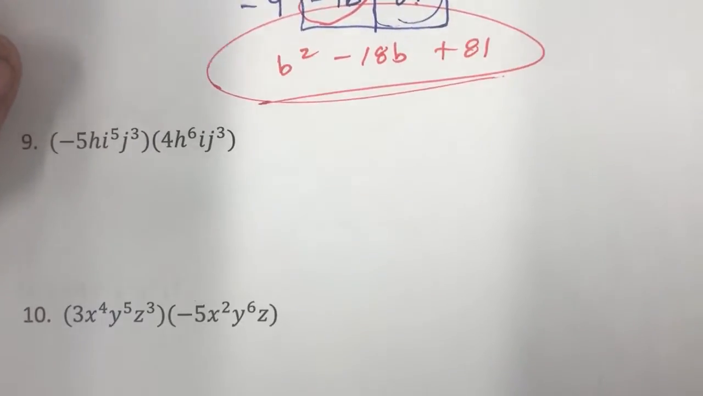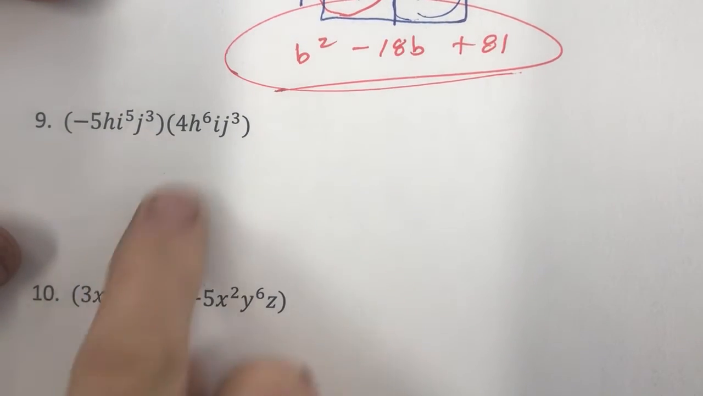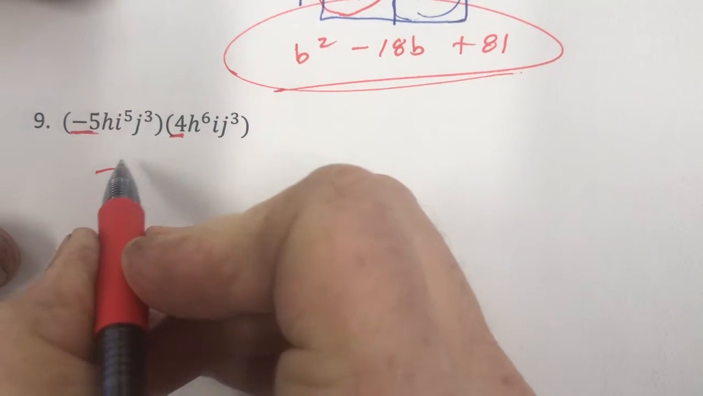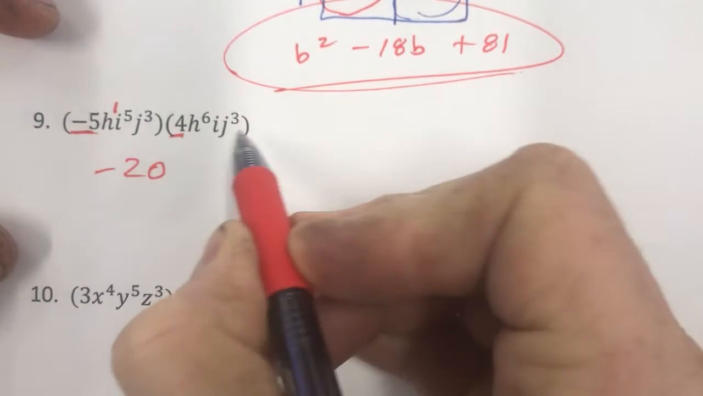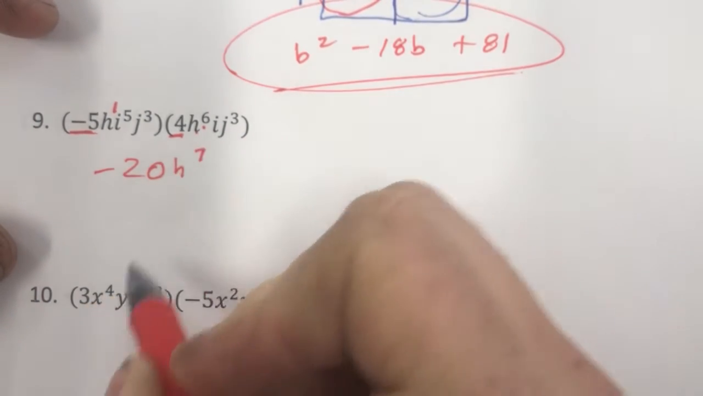All right, go to this next one here, number 9. We're multiplying these two expressions. So I got negative 5 times 4, which is negative 20. Then I got h to the 1, h to the 6. When I multiply those, that'd be h to the 7.